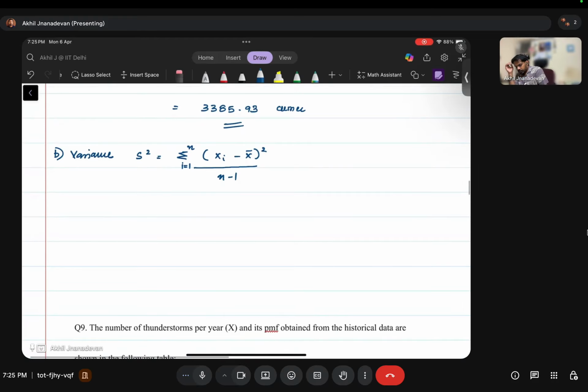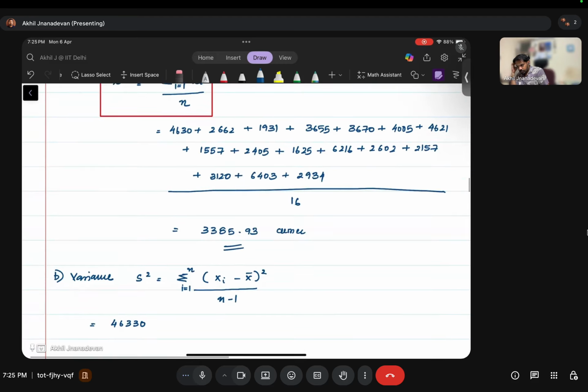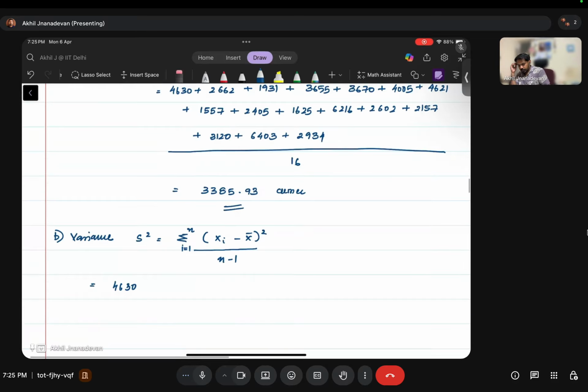So this can be written as 4630 minus mean, which is 3385.93, all square, plus 2662 minus 3385.93 all square, plus etc. Similarly, we have to do it for each.